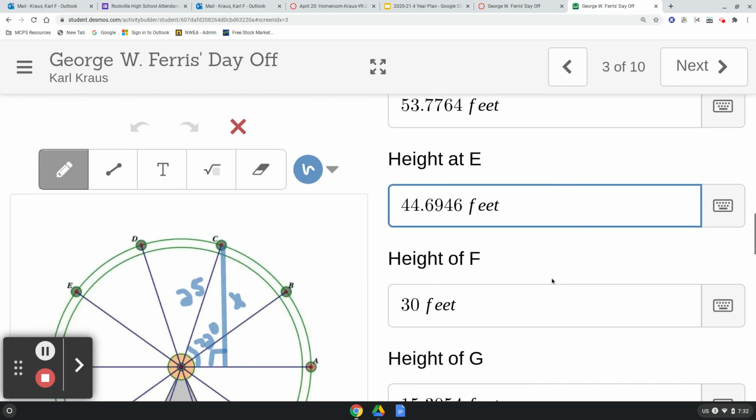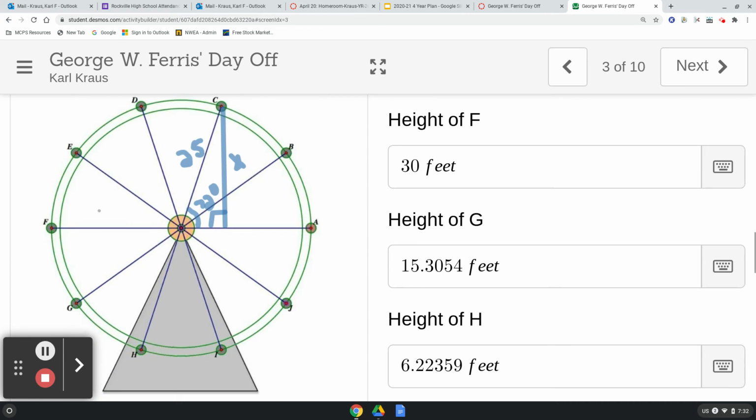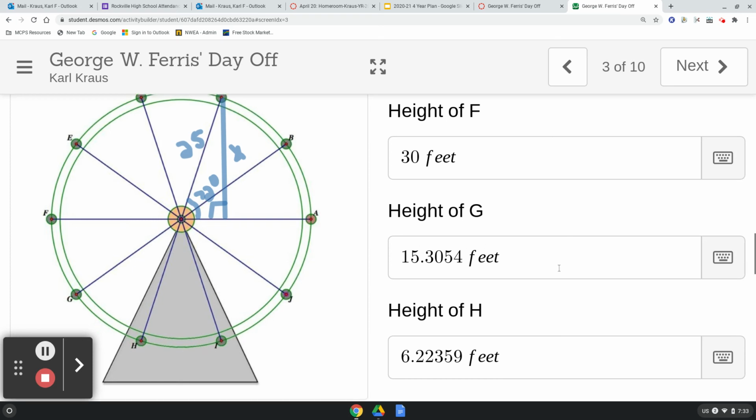And then F is the same as A. Those are both on the center line. Those are both 30 feet.